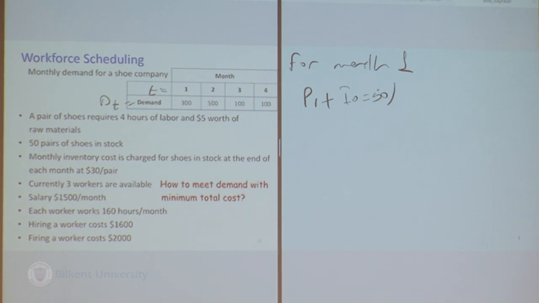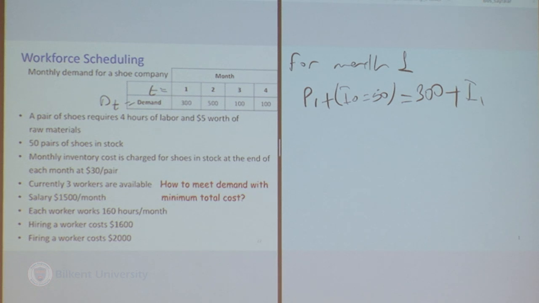I already know this. The amount I produced this month plus the thing I carried from last month should be equal to my demand of this month, which is 300. But I could also leave some for the next period. I have utilized previous period's inventory. So that is called inventory of 1. This is called flow balance.